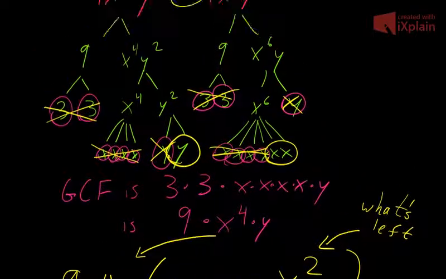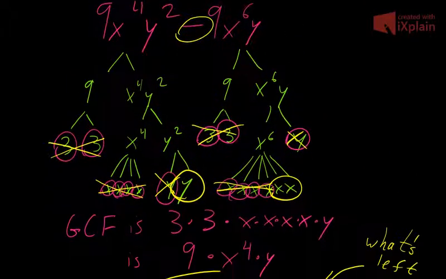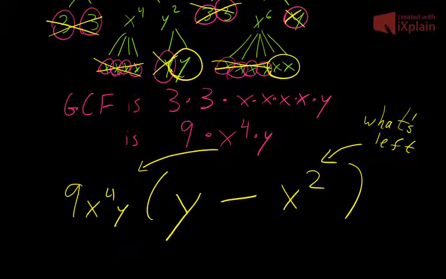So instead of writing this whole thing up top, this one right here, we can factor it by removing the greatest common factor from each, and now it looks like a distributive property problem, but instead we wrote our greatest common factor up front and what's left in the middle. Just like that, we're good to go.